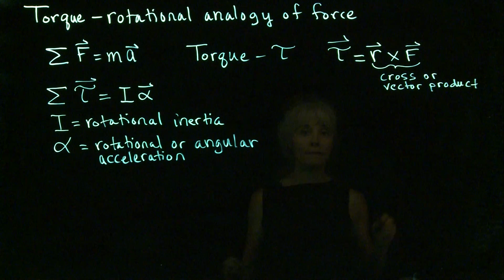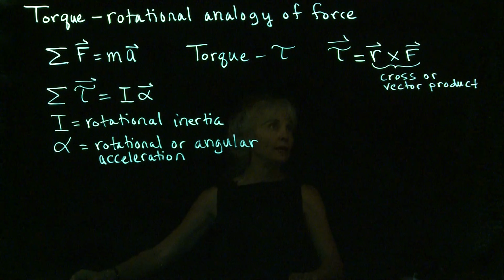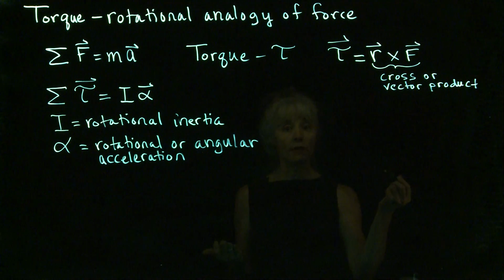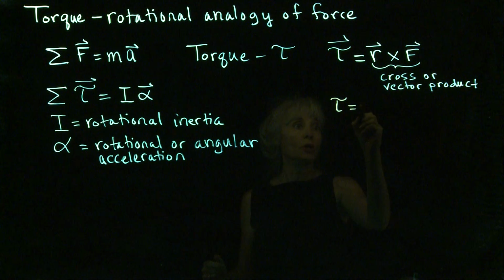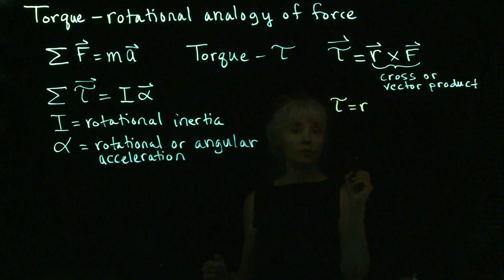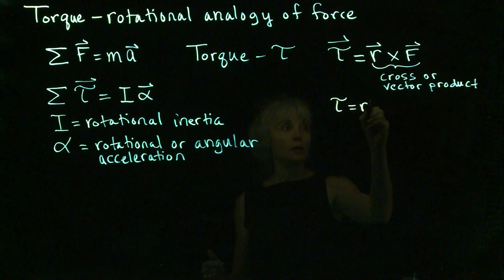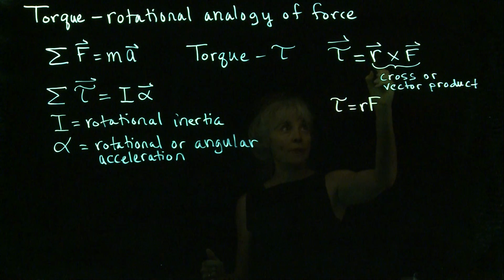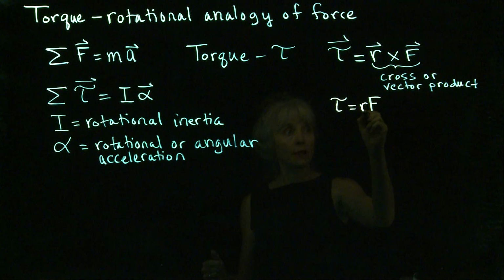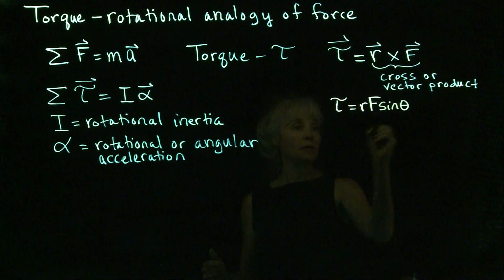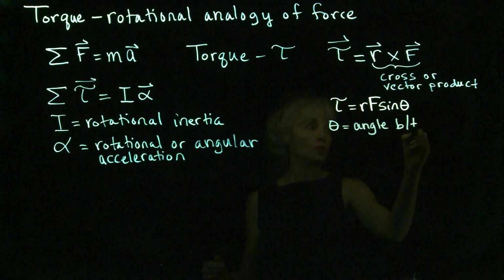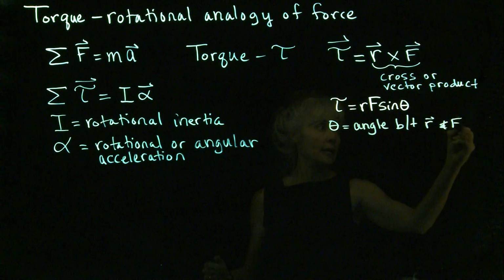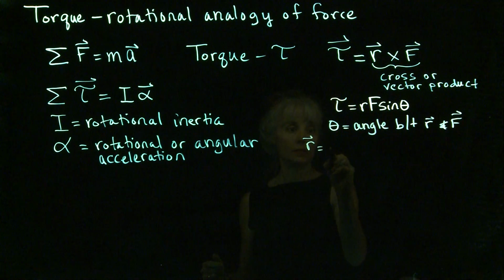It has a very easy way of figuring out the magnitude and direction part of it, and we just need to get comfortable with how to do that. So first of all, the magnitude part of the torque is going to be equal to the distance from the axis of rotation to the point of application of the force, and that's going to be the distance r times the force F. So it's the magnitude of the first vector times the magnitude of the second vector times the sine of the angle in between the vectors. So theta equals the angle between r and F.